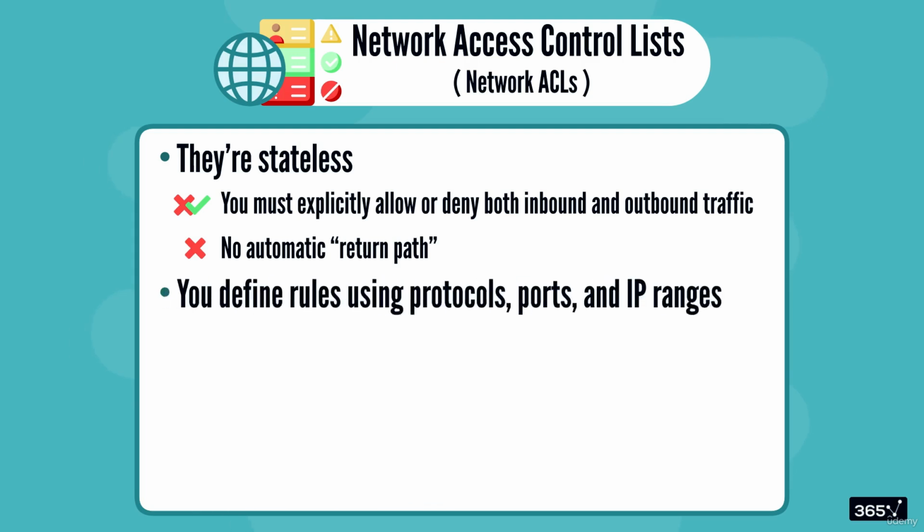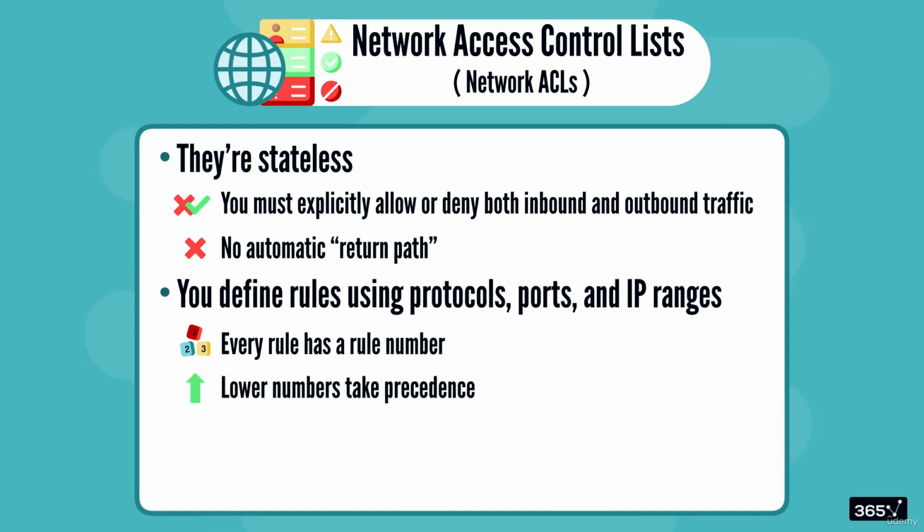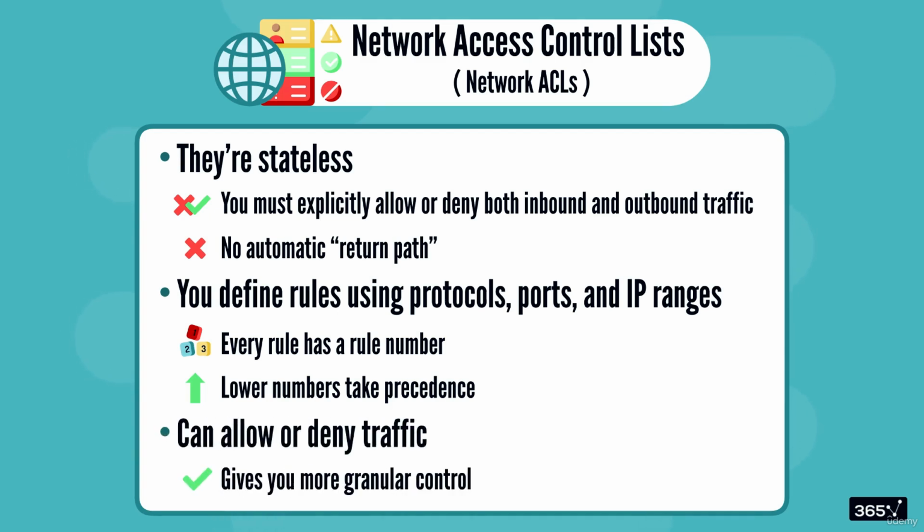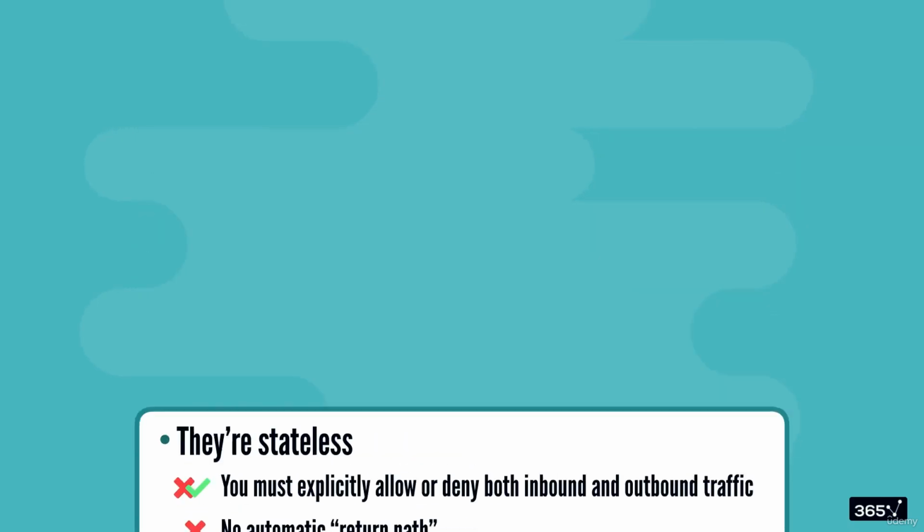2. You define rules using protocols, ports, and IP ranges, and every rule has a rule number which determines its priority. Lower numbers take precedence. And finally, 3. ACLs can allow or deny traffic, giving you more granular control. Security groups can only allow.